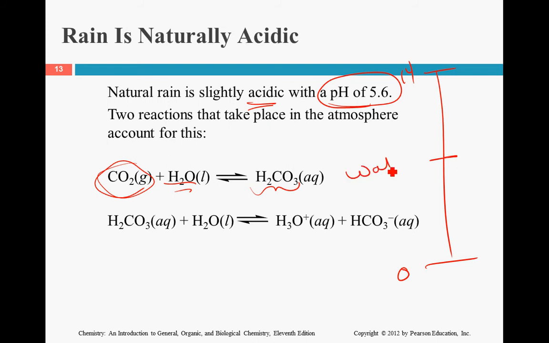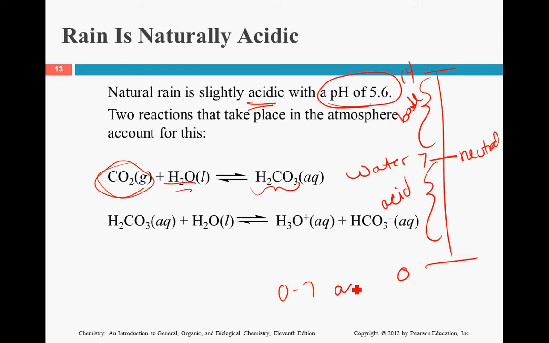Water is 7, which is neutral. Anything below water is acid. Anything above that is base. So from 0 to 7, it's going to be an acid. And from 7 to 14, it's going to be a base.